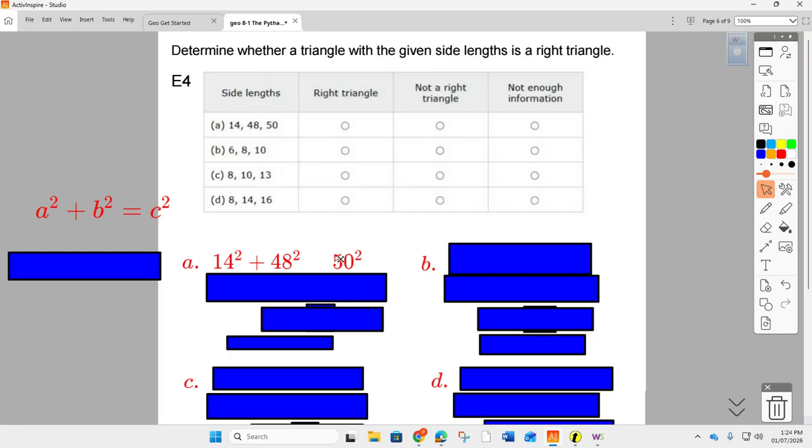All right, so on your calculator, let's see what shortcut. 14x squared plus 48x squared. What does that equal?